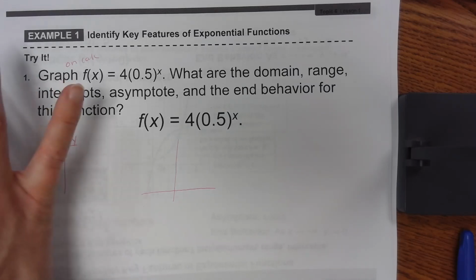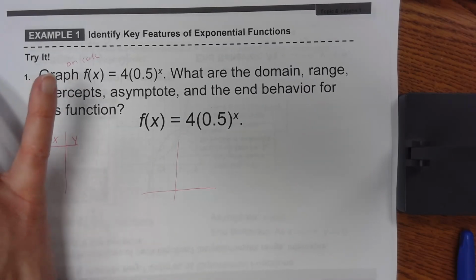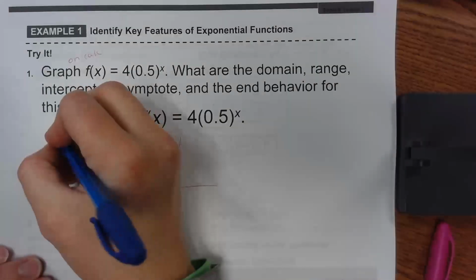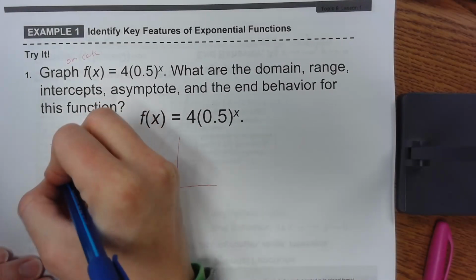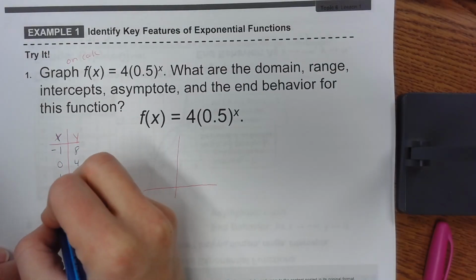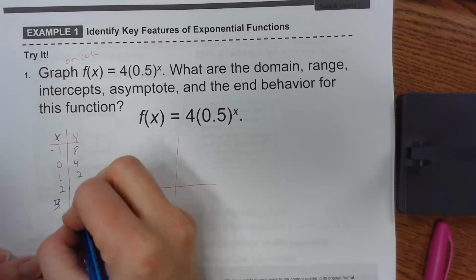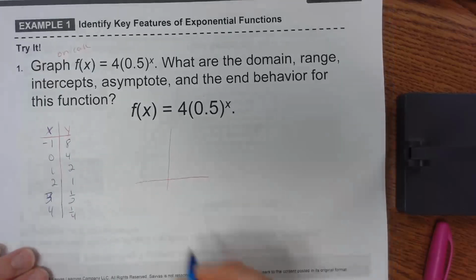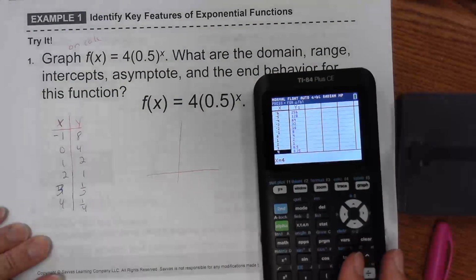Okay, and so we should have, I'm going to bring up my graph. I'm finding my values from the table. And we're going, -1 gave me 8, 0 gave me 4, 1 gave me 2, 2 gave me 1, 3 gave me 1/2, 4 gave me 1/4. Now I got that right from my table, right? I graphed it.